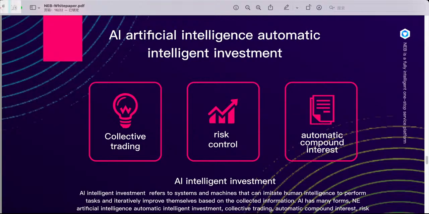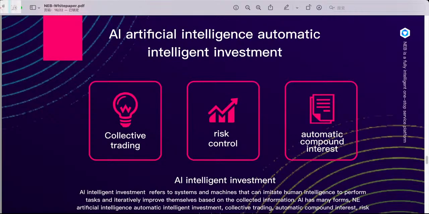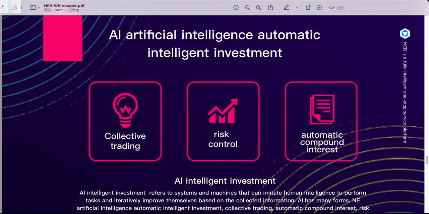Because the DeFi NEB project also has the feature of very high risk, but because it is driven by AI, the AI can control this whole risk. And it is also an aggregator, so it can collect the trading, and I already mentioned many times the automatic compound interest rate. So you guys already know these three components are very important for the whole revenue model.